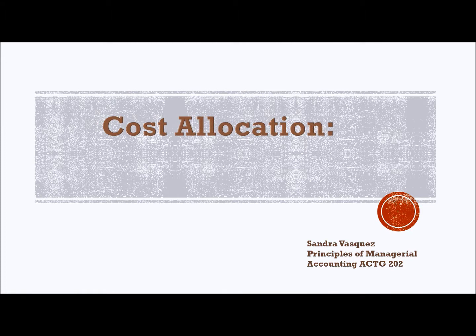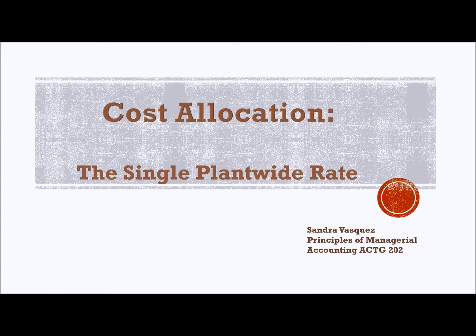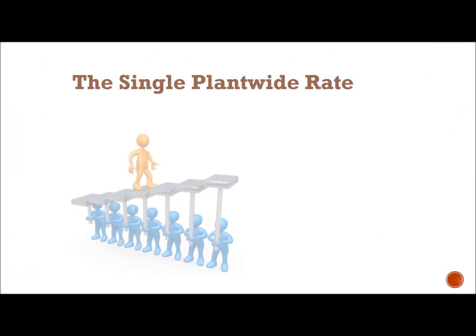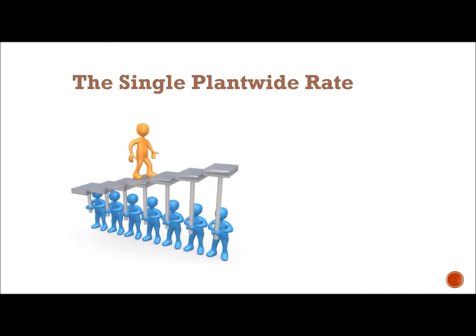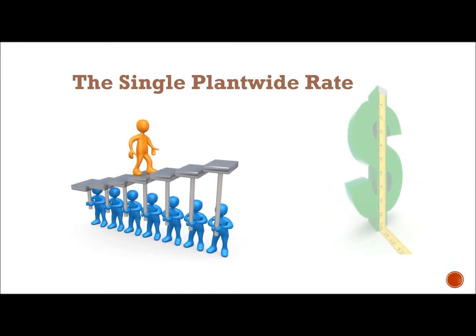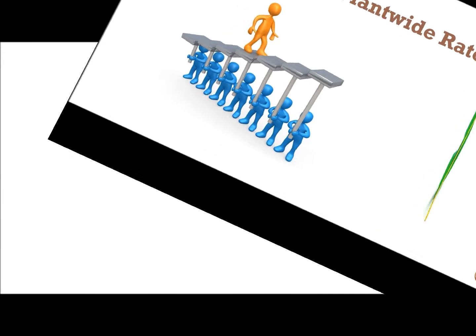In this video, we will discuss one of the simplest methods businesses use to allocate indirect costs to products. It is called the single plant-wide rate. This method selects one allocation base and uses the same base to allocate overhead costs to all units.